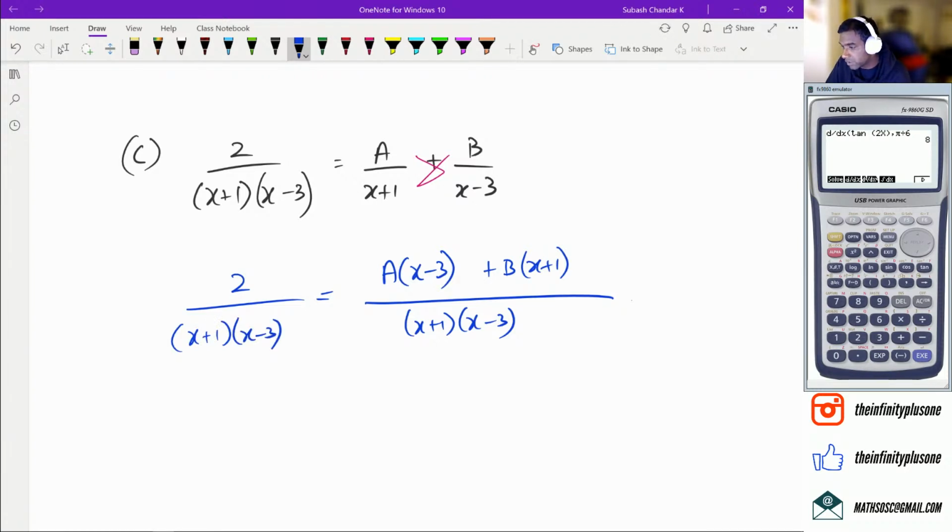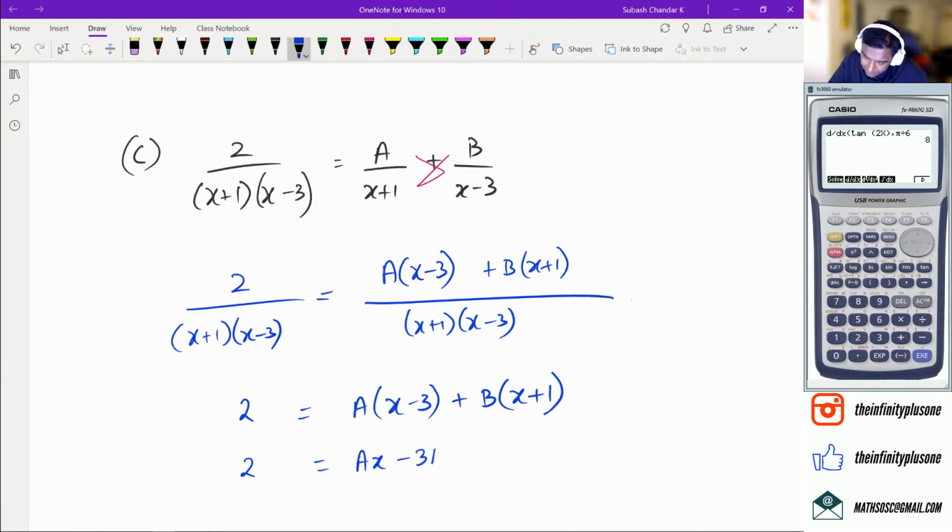So at this point, we really don't need to worry about the two denominators. They just cancel out each other. So all we're left with is 2 equals a times x minus 3 plus b times x plus 1. At this point, we're going to expand the brackets. We get ax minus 3a plus bx plus b.